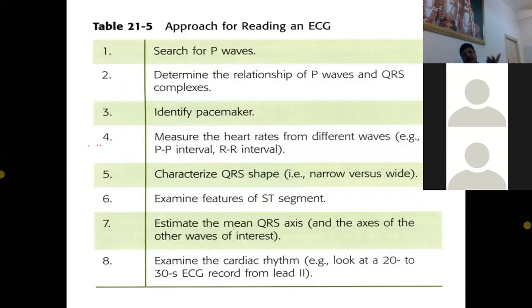Okay, when you have an ECG strip in your hand, it is very confusing. Where to start, how to start reading that ECG is all confusing. So how to start reading the ECG is shown here. What is the approach for reading an ECG? First thing you have to do as soon as you get an ECG in your hand is search for P waves in all the leads: lead 1, 2, 3, AVR, AVL, AVF, V1, V2, V3, V4, V5, V6. When you are reading it, first you look for P waves.